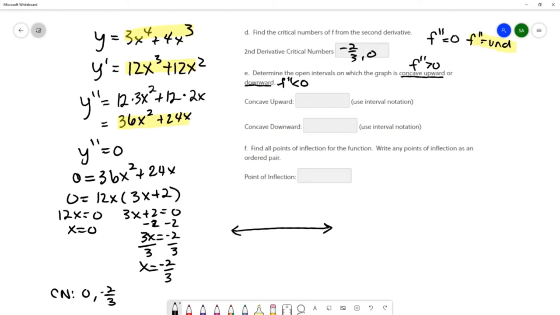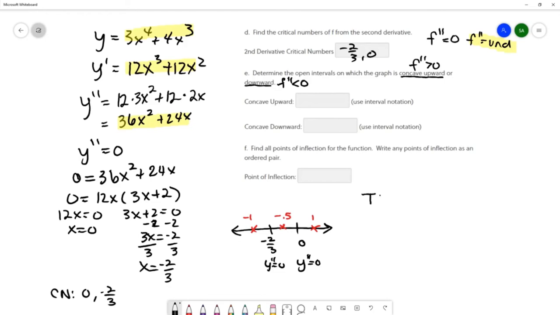So we're going to use our critical numbers of negative 2/3 and 0, keeping in mind that these critical numbers are where the second derivative is 0. And these are opportunities for the sign of the second derivative to change. So we're going to test in each one of the intervals around those critical numbers. So I'll choose -1 and let's use -0.5 and 1 as our test points.